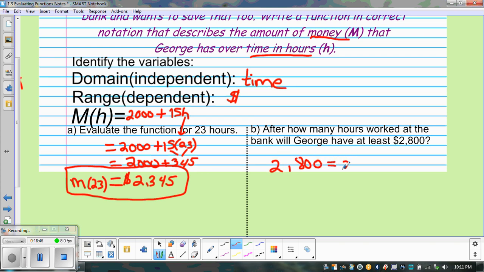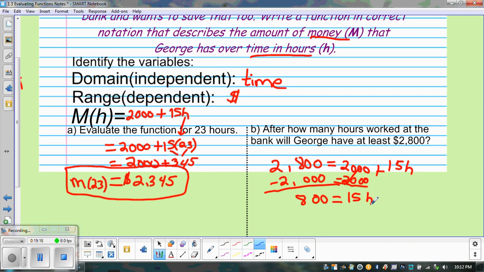The question is 2,000 plus 15 times how many hours will it take? Well, let's think about that. If he wants 2,800, but he already has 2,000, he really only needs to save up another 800. That is why we are subtracting the 2,000 from both sides. So now we have 800 is equal to 15h. So the only problem we really have to solve here is 15 times what number is 800.